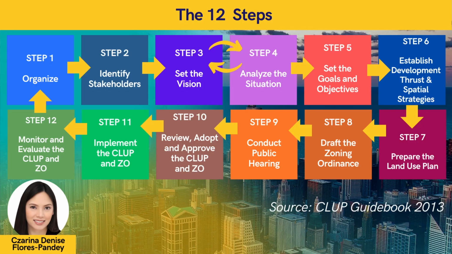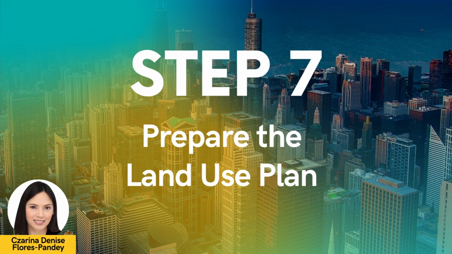There are 12 steps in creating the CLUP. The previous groups have discussed the first few steps. These were Step 1, Organize; Step 2, Identify stakeholders; Step 3, Set the vision; Step 4, Analyze the situation; Step 5, Set the goals and objectives; Step 6, Establish development thrust and spatial strategies; and we are reporting Step 7, which is prepare the land use plan.